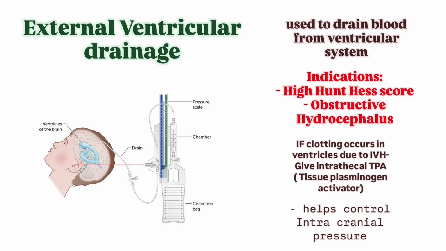And enalapril, which is an ACE inhibitor, acts as a vasodilator which will reduce the preload. Then external ventricular drainage is also required. It is used to drain the blood from the ventricular system. The indications include a high Hunt-Hess score and obstructive hydrocephalus. If clotting occurs in the ventricles due to intraventricular hemorrhage, intrathecal tissue plasminogen activator is given. It also helps to control intracranial pressure.